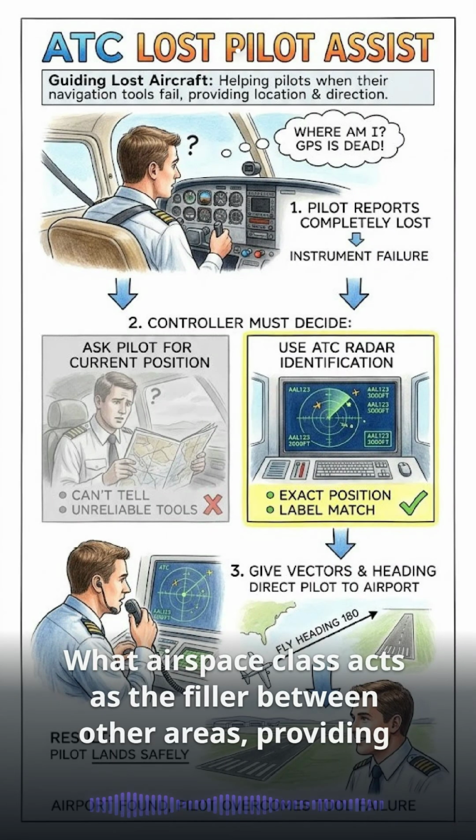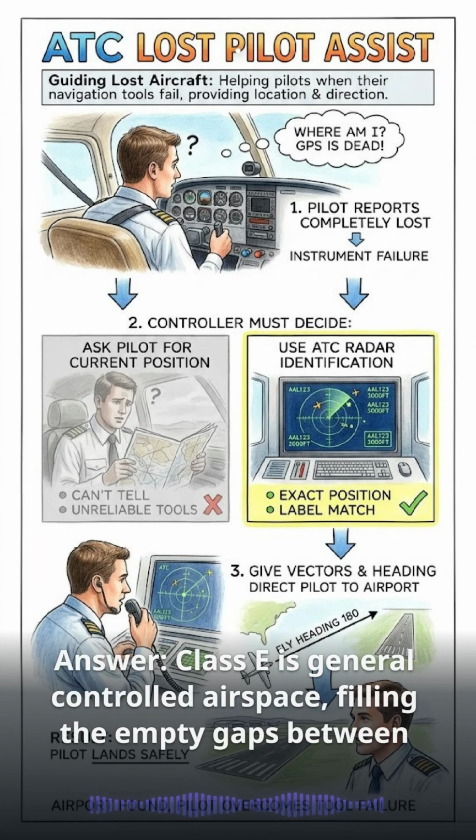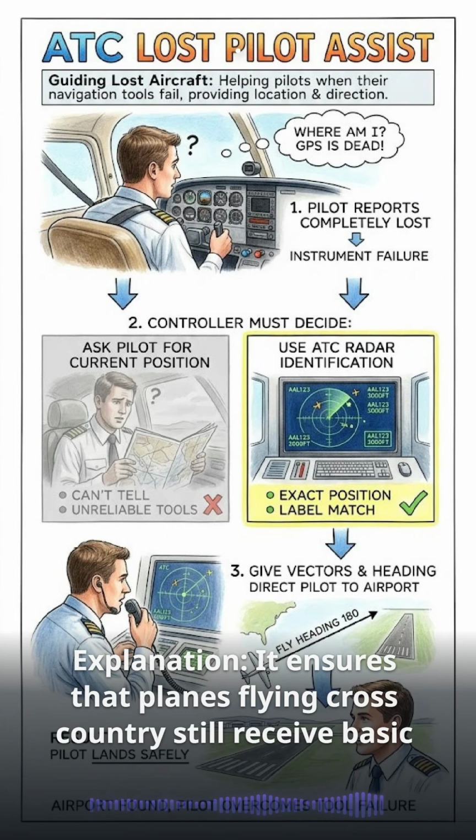19. What airspace class acts as the filler between other areas, providing standard controlled flying rules today? Class E is general controlled airspace, filling the empty gaps between towers and high-flying altitudes. It ensures that planes flying cross-country still receive basic radar coverage and important safety services.